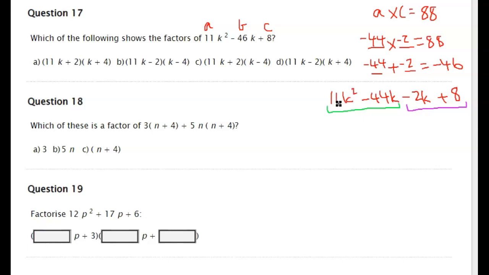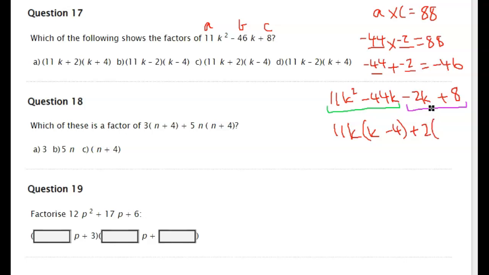All right, so 11 and 44, the common factor is 11, and then k squared and k, we've got k. So we're just factorizing this green section, and then I'm left with k minus 4. All right, and then we'll factorize this purple section. So I've got plus, and 2 and 8 go into there. So I'm going to leave plus 2.